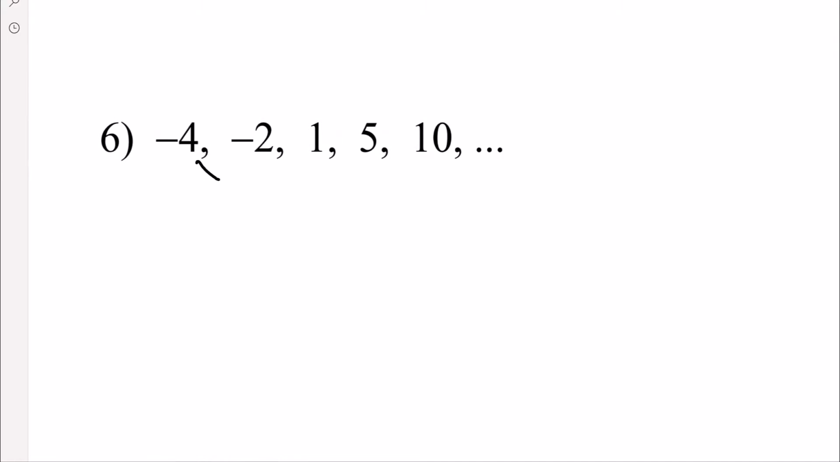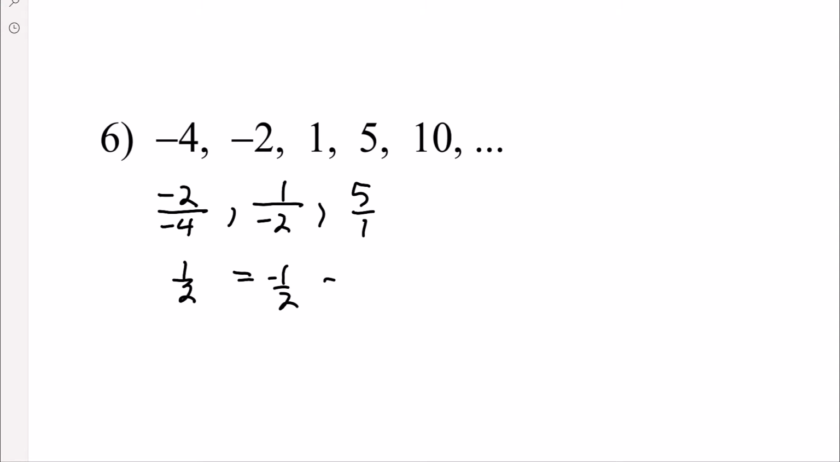Well, I can look right here. That distance is 2. That distance is 3. That distance is 4. That distance is 5. So if I do negative 2 divide negative 4, I get positive 1/2. If I do 1 divide negative 2, I get negative 1/2. Not the same ratio. And then if I do 5 divide 1, yeah, so this is a neither.